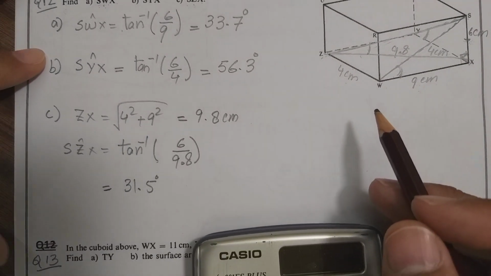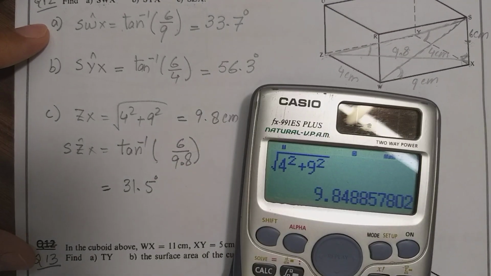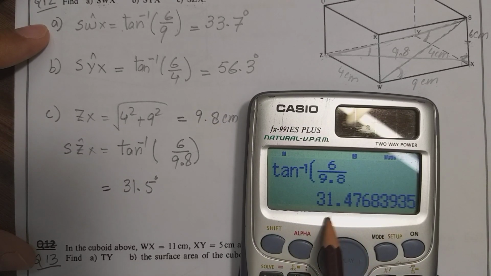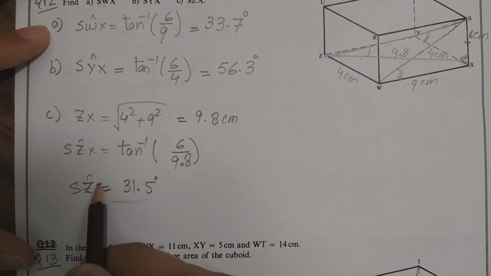So opposite over adjacent: tan inverse of 6 over 9.8, shift tan 6 over 9.8. You find 31.476. I round the number: after the 4, the 7 is more than 5, so increase, so 31.5 degrees. This is the required answer, ZX.